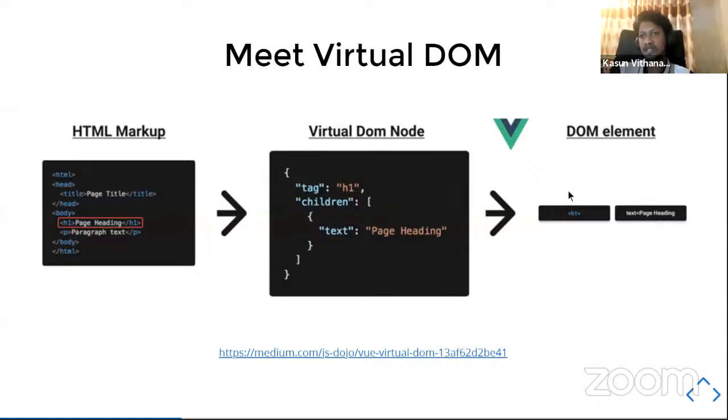But I would like to mention that React and Vue.js work in different ways. Even though they use virtual DOM, they have different strategies for evaluating the virtual DOM algorithm. So I just say that they both use virtual DOM, but in two different ways. You can read more here. I have put the link.